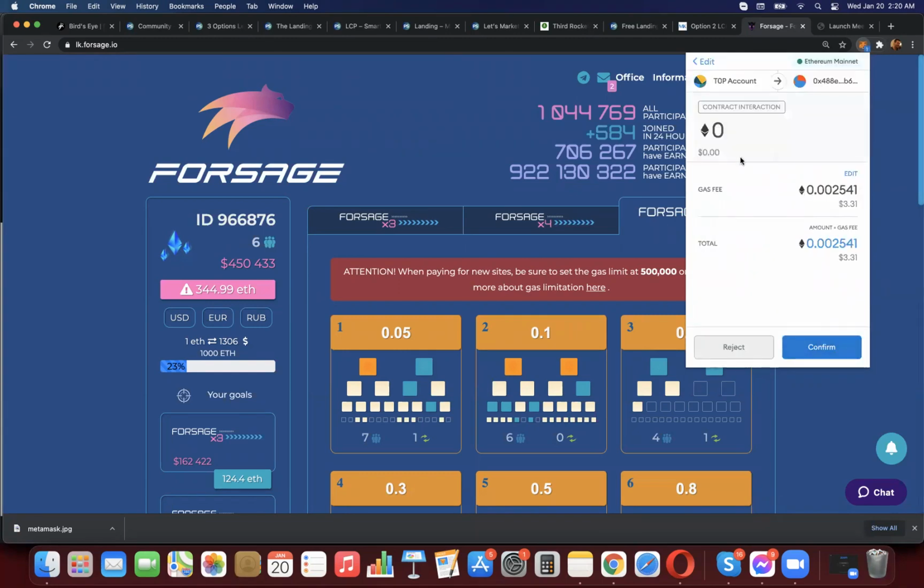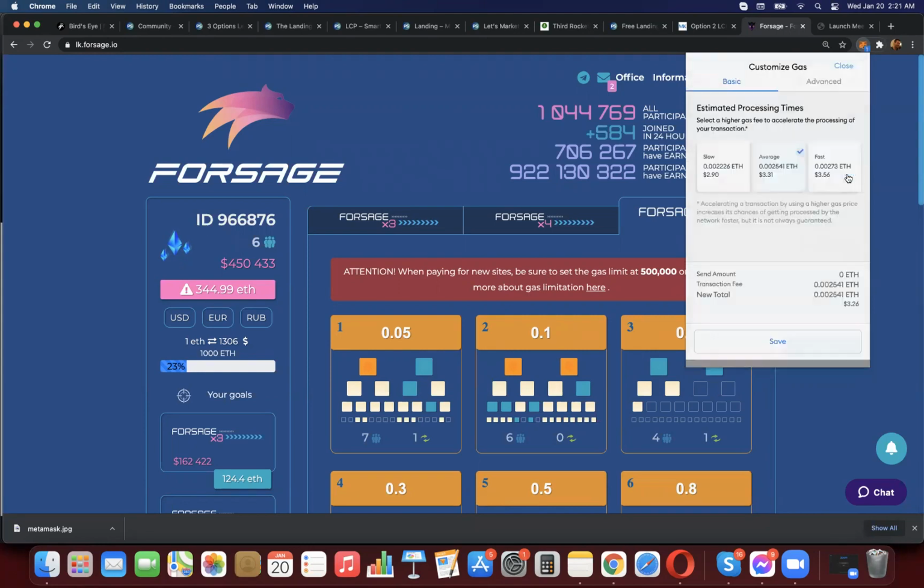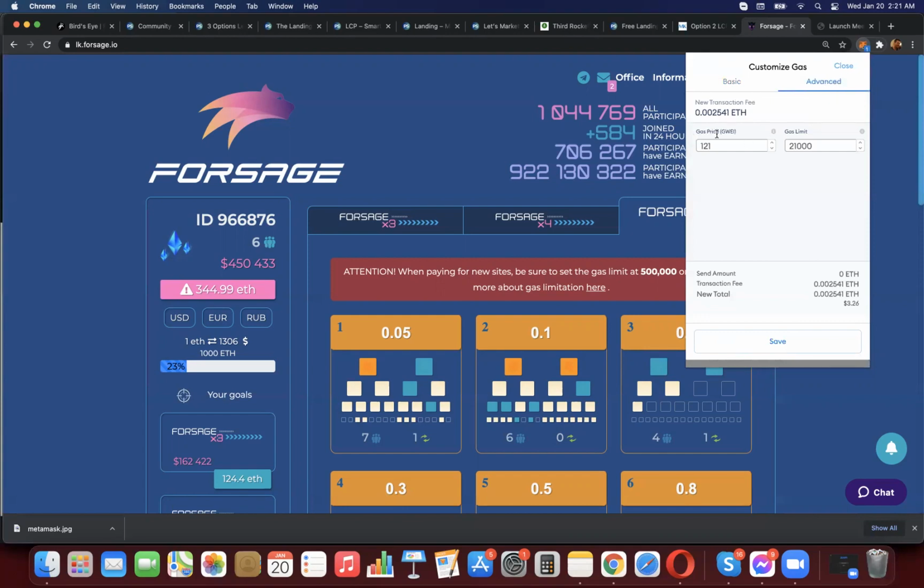So now when you're just sending from wallet to wallet, the gas fee is very low. But when you're doing a smart contract, there's a lot of programming, and so it takes a lot more computing power, a lot more processing. So the gas fees would be much higher than this. But if I go to, I'm looking for my advanced settings. So if I go to edit on gas fees, I go to edit, and then I go to advanced up here, you're going to see gas price, GWEI, and then gas limit. Now, right now, Forsage is saying the gas limit should be set at 500,000.